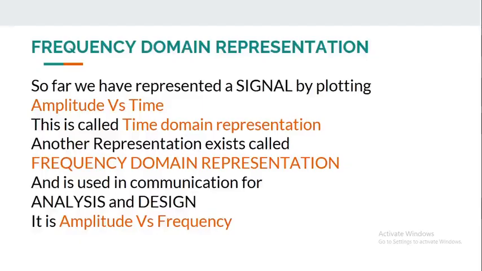So far in the previous section, we have represented signals by plotting amplitude versus time. This is called the time domain representation. In time domain representation, we have time on the x-axis and voltage on the y-axis. The signal is seen or analyzed from a time perspective, that is, what happens to the signal at each instant of time. That is called time domain representation.